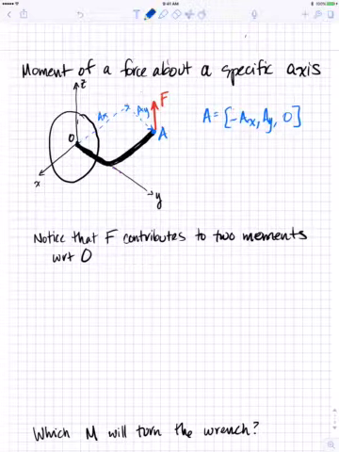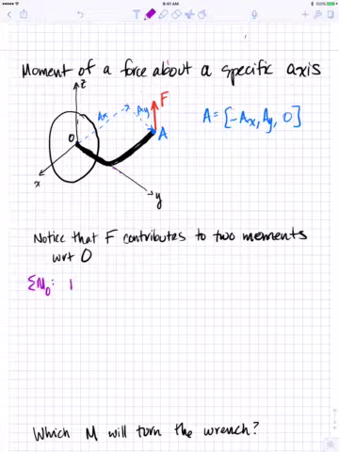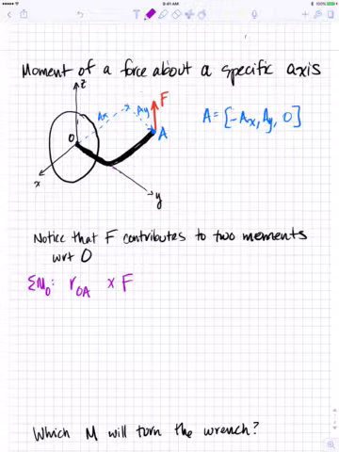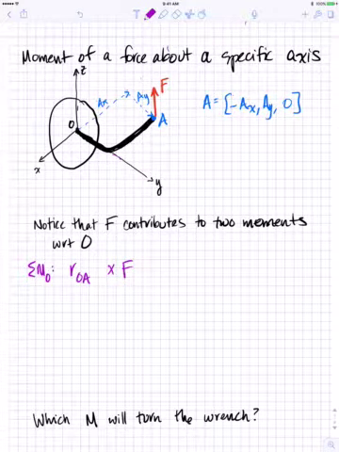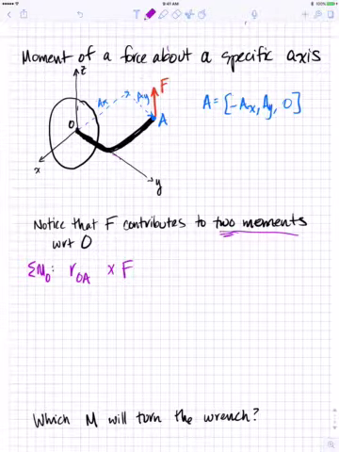And so we can calculate what that moment is as ROA cross F. And I'm going to show you where those two moment components come from. So there are two moments, and all that means is that remember, a moment is a vector. And so that means it has components, right? X, Y, and Z, or I, J, K. And in this case, we have two components that are a part of that net moment.